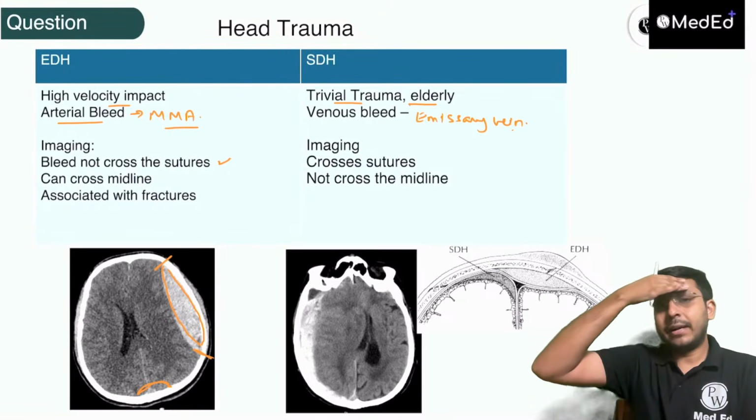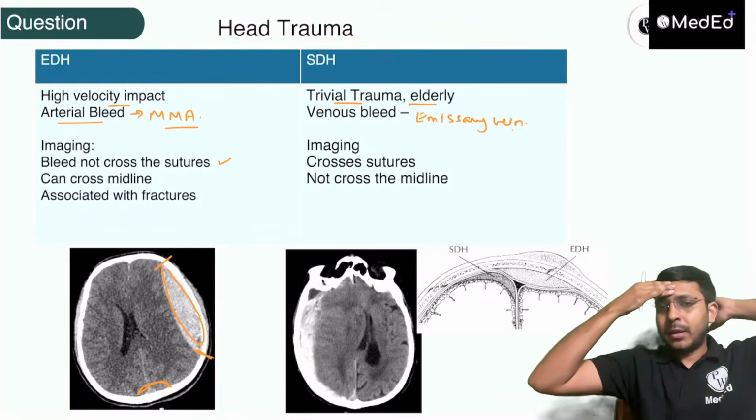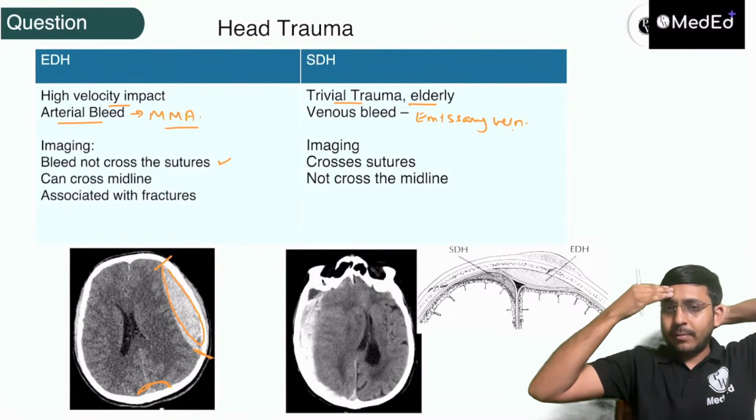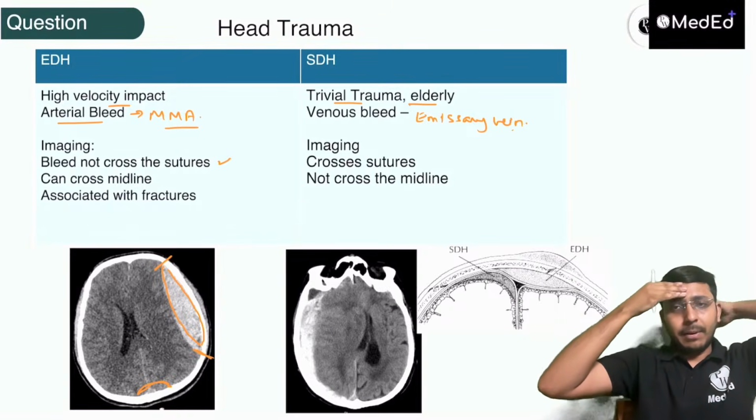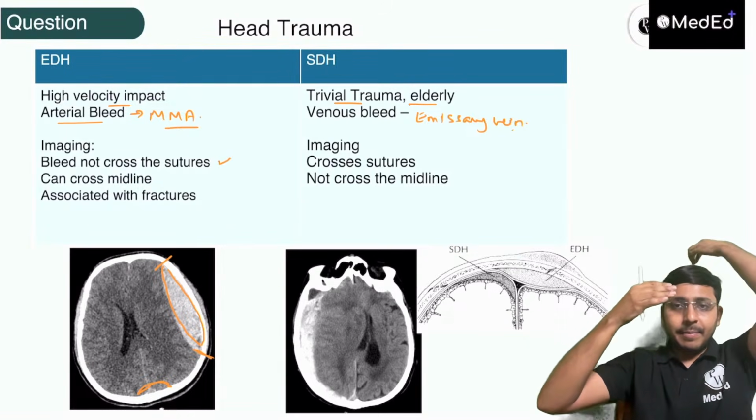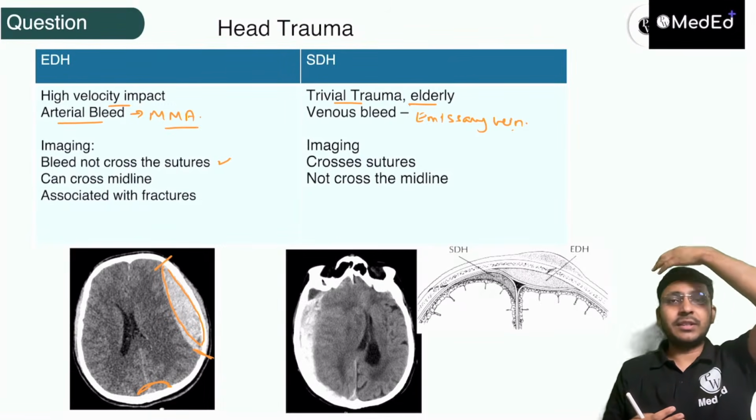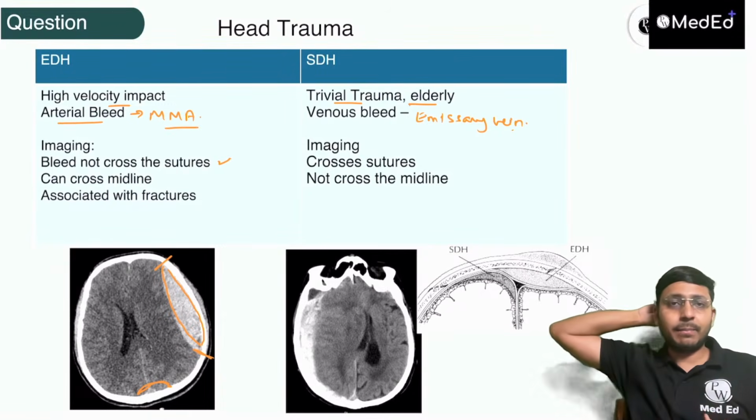Because in the midline of the frontal bone there is no suture, and in the occipital bone there is no suture. So if there is a bleed here in the frontal and occipital region, it can cross the midline. But if there is a bleed here, there is a suture, the sagittal suture. So here it cannot cross, right? So crossing the midline means in the frontal and the occipital part.